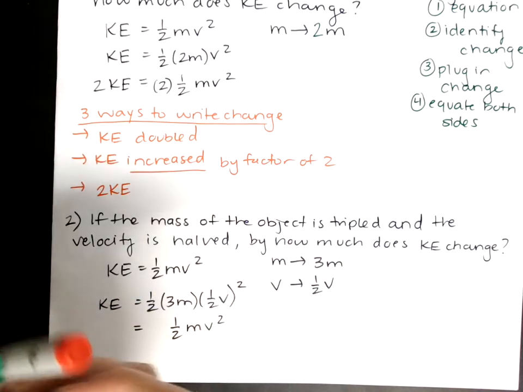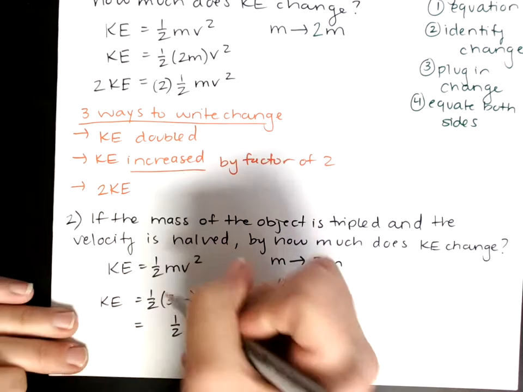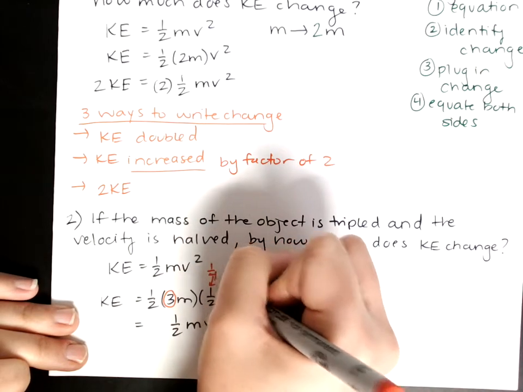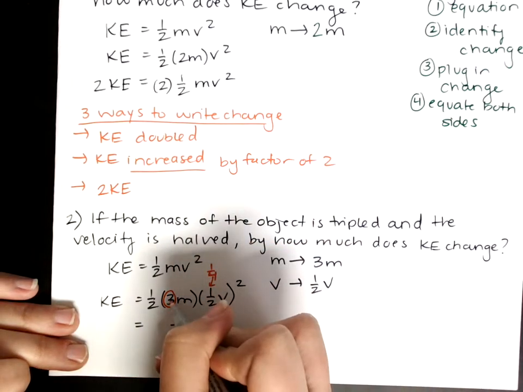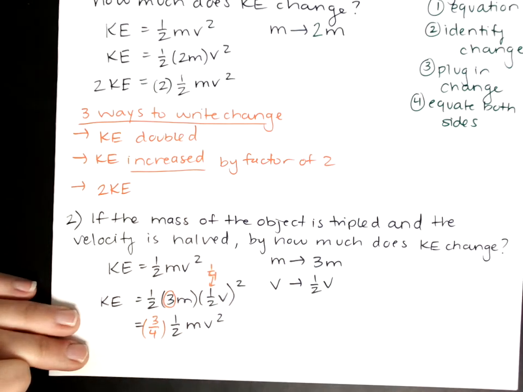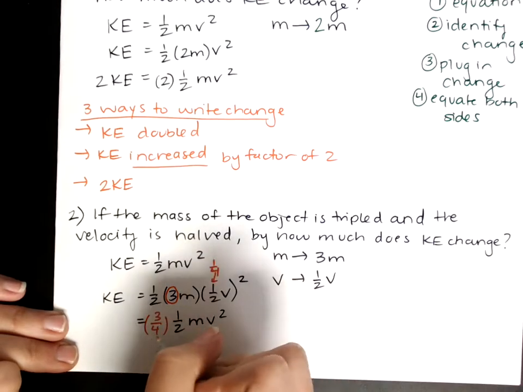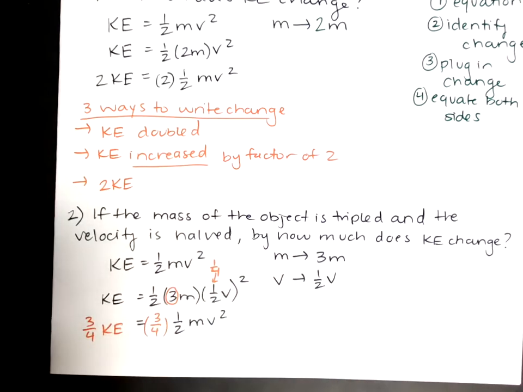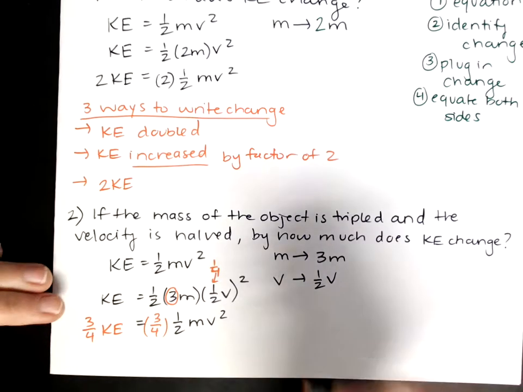So our two factors left over that are going to be pulled in the front are this 3 and this 1/2 squared, which is 1/4. So 3 is in the numerator, 4 is in the denominator, so we get a 3/4 as our factor. And whatever is on one side has to be on the other, so we get 3/4 KE. And remember the different ways to write the change.